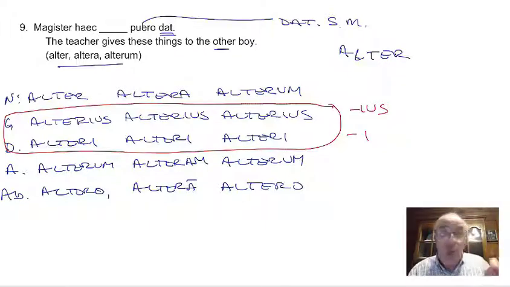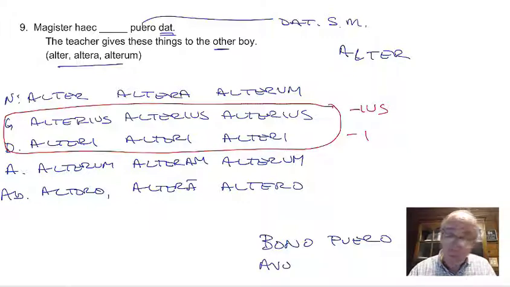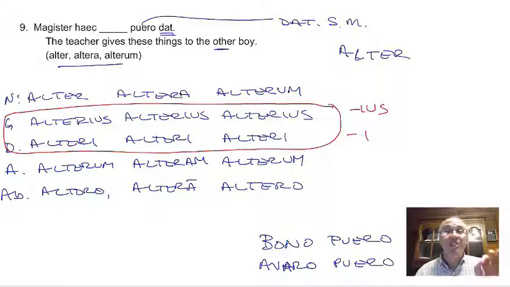And in fact, if it were a good boy, it would be bono puero. If it were a greedy boy, it would be avaro puero. But it's not those things. It's other boy, and for whatever reason, it's alteri. Alteri follows this funky pattern. And that's all I can explain. It's a funky pattern for these 9 adjectives. So you have to remember it for these 9 adjectives? Yes.